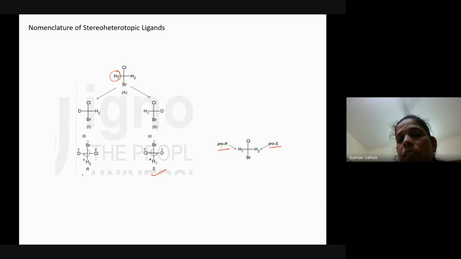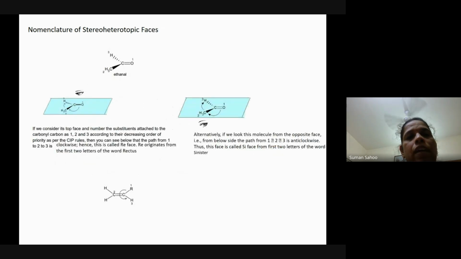Pro means it is one reaction, or one step, away from your chiral center. That's why this is known as pro R, and as this one gives you the S enantiomer by replacement, this hydrogen is named pro S, and this hydrogen after replacement gives you the R enantiomer, so it is given as pro R. Similarly, the stereoheterotopic faces can also be named.